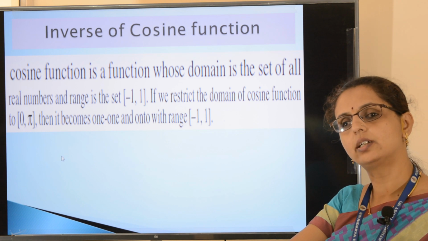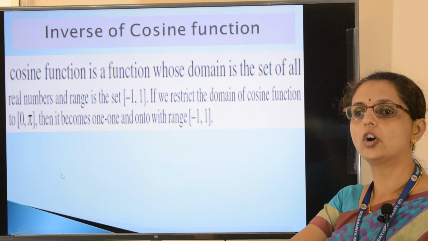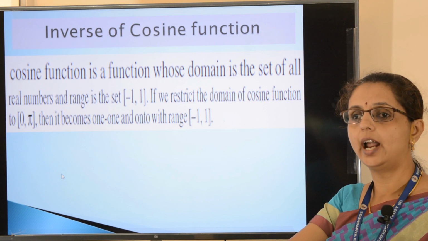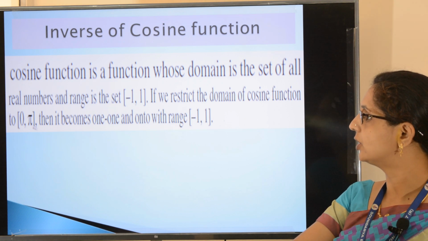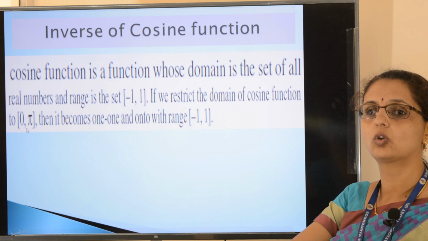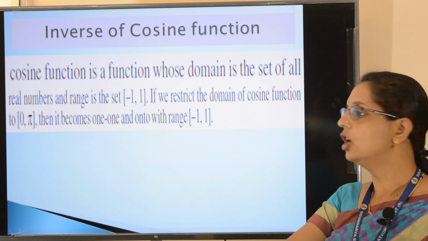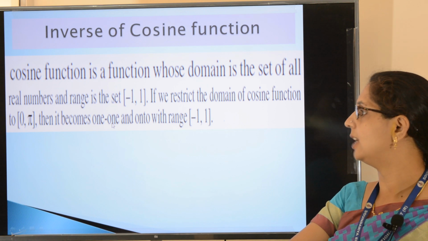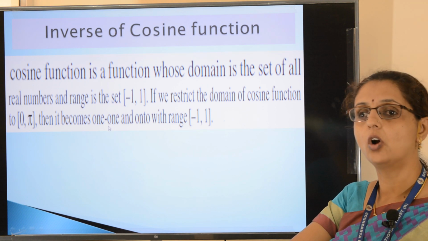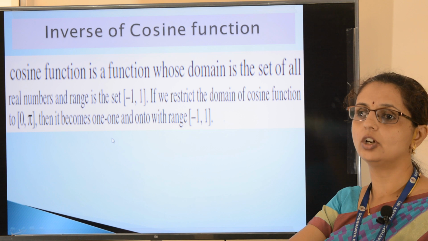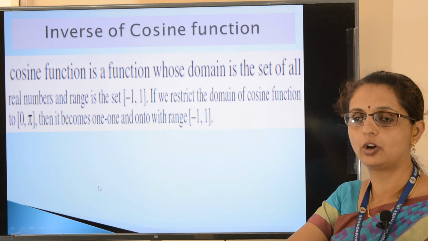Why do we have to restrict the domain of the cosine function? In order to make it one-one and onto. So how to restrict it? I will restrict it to the closed interval 0 to pi, then only the inverse of the cosine function exists. Then only it becomes one-one and onto, with the same range, the closed interval -1 to +1.